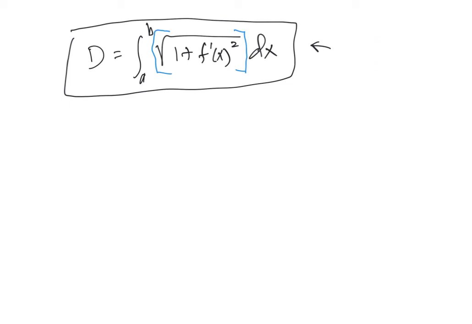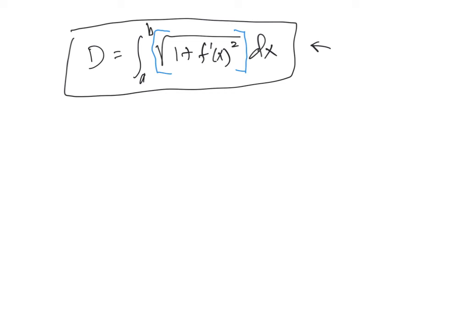But just the things we have to do for a given function: take the derivative and then square it and then add 1 to it and then take the square root and then look at that whole thing and say, can we find an antiderivative? The bad news is we will almost never be able to find an antiderivative.